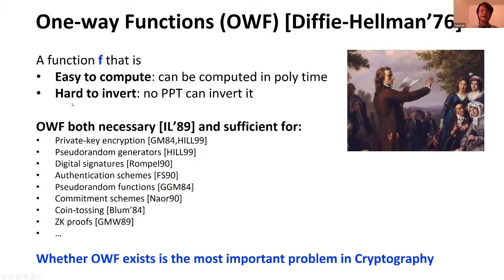So the good news is that one-way functions are both necessary and sufficient for a bunch of private key crypto primitives, such as private key encryption, pseudorandom generators, digital signatures, authentication schemes, and so on. Although PKE, multi-party computation, and obfuscation are not included, whether one-way functions exist is the most important problem in cryptography.